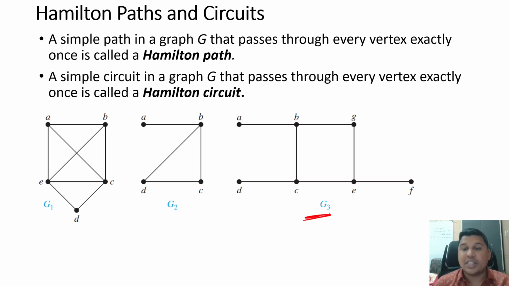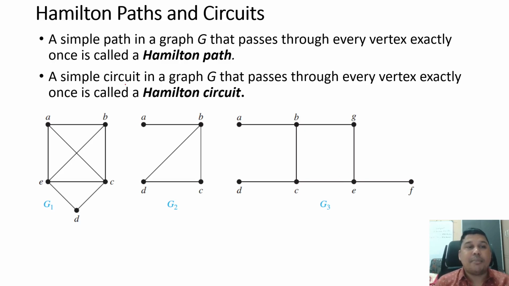Next, let's see in this G3, does there exist a Hamiltonian path? Let me begin from A, I will go to B, I will go to G, I will come to E. From here I can either go to C and D, but this vertex is left over. I couldn't cover this vertex. So G3 does not have a Hamiltonian path.